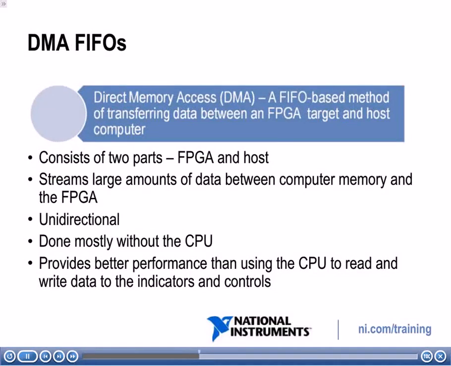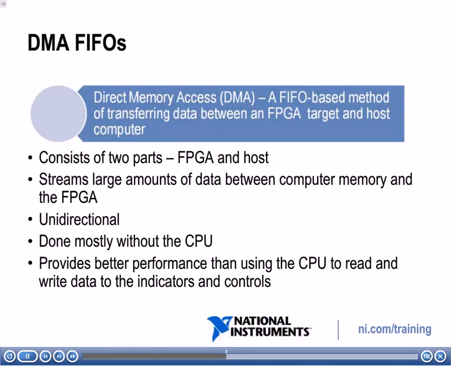So DMA is a FIFO-based method of transferring data between an FPGA target and host computer. When you're using a DMA FIFO, that's going to consist of two parts. So part of it will reside on the FPGA, and part of it will reside on the host. What's going to happen is you're going to be able to stream large amounts of data between your computer memory and your FPGA. And this is going to be done mostly without the CPU, so it's going to be done very efficiently.